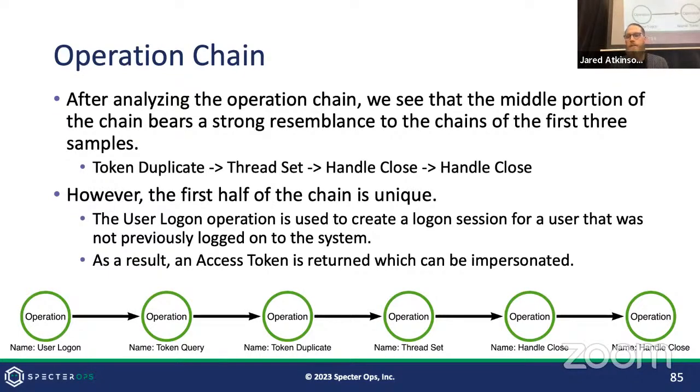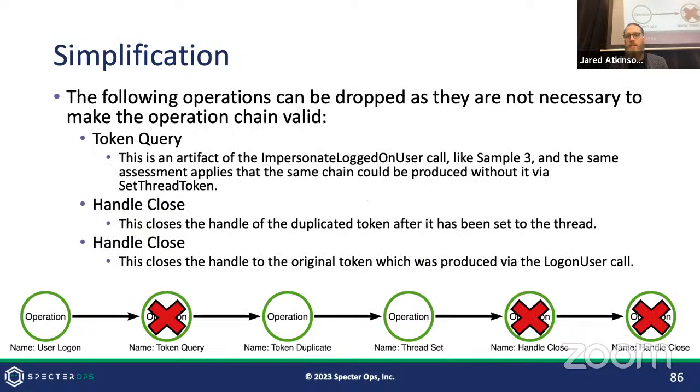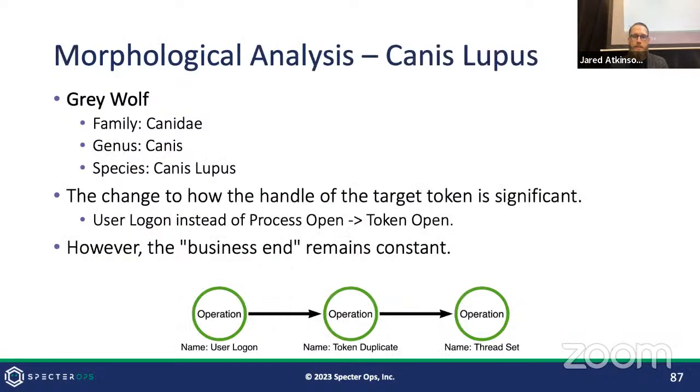And so we could do the simplification process, token queries out, because we previously saw that token query was just nice to have, and then handle close is the same thing, right? And so we end up with this simplified version of the operation chain.